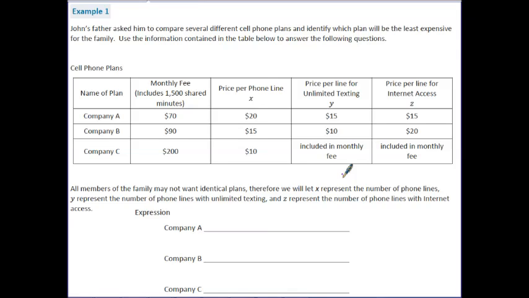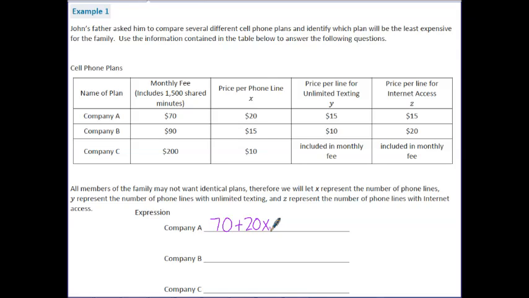So for company A, no matter what, you have to pay a monthly fee of $70. On top of that, you will pay $20 for each of your phone lines. So notice with the cost per phone line, if I had one phone line, I would pay $20. If I had two phone lines, I would pay $40. If I had three phone lines, I would pay $60. So really what we're doing with 20 and X is multiplying the two to tell us the total price. So I can represent the price per phone line as 20X for company A.